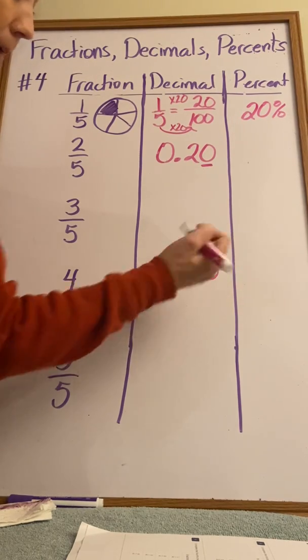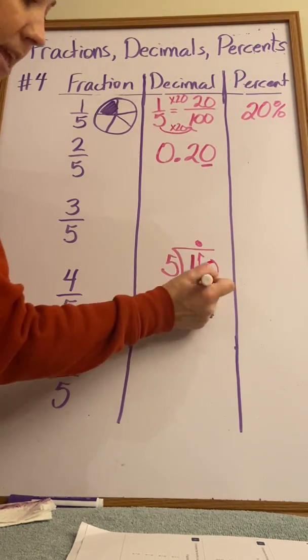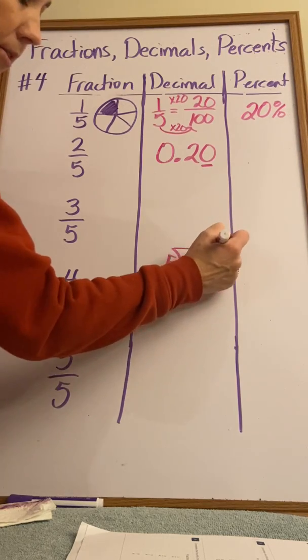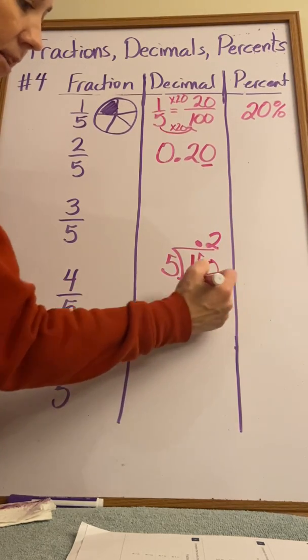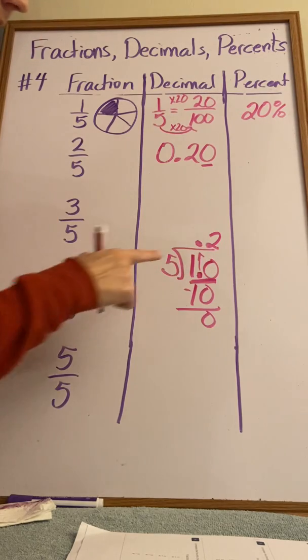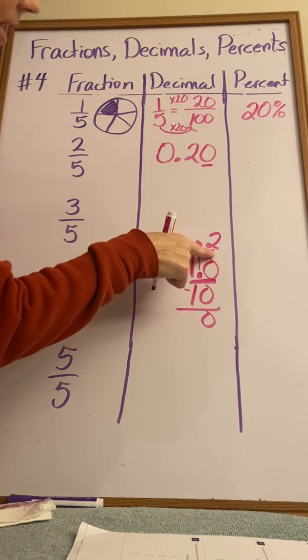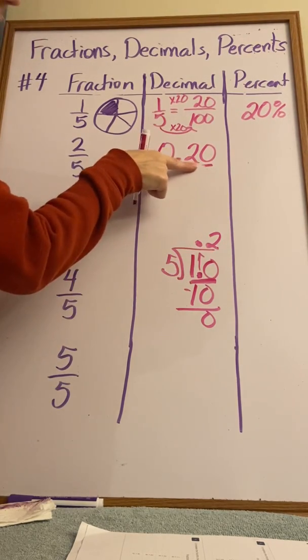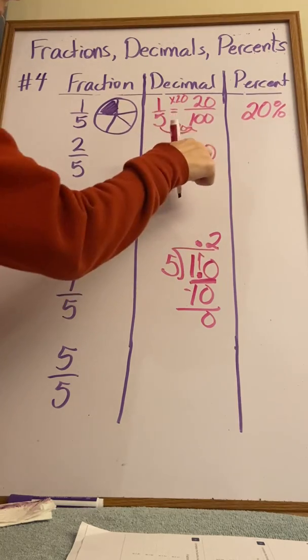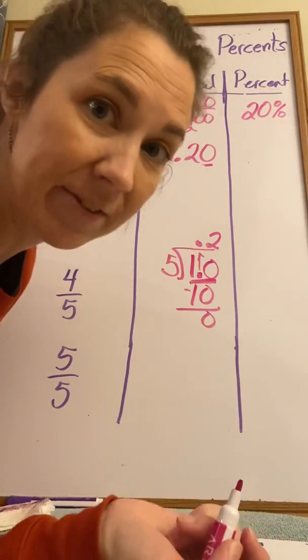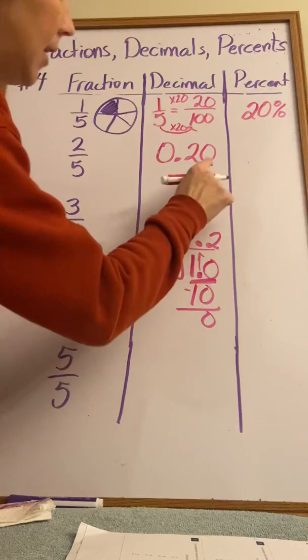Push the decimal up. Now, 5 will go into 10 2 times. 2 times 5 is 10. Subtract and you get 0. So look, this number and this number are kind of the same, because this 0 is an insignificant 0, and I can get rid of it. I can erase it.